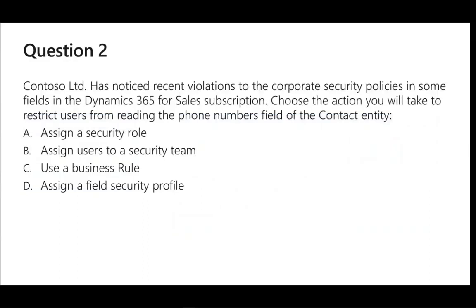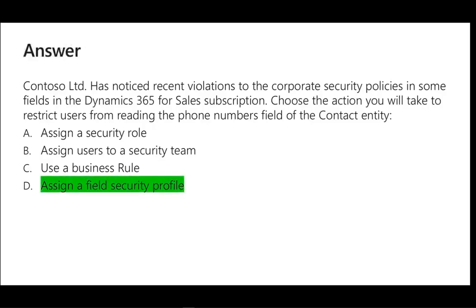Question number 2. Contoso company has noticed recent violations of the corporate security policy in some fields in the Dynamics 365 for Sales subscriptions. Choose the action you will take to restrict users from reading the phone number field of the contact entity. A. Assign a security role. B. Assign the user to a security team. C. Use a business role. D. Assign a field security profile.